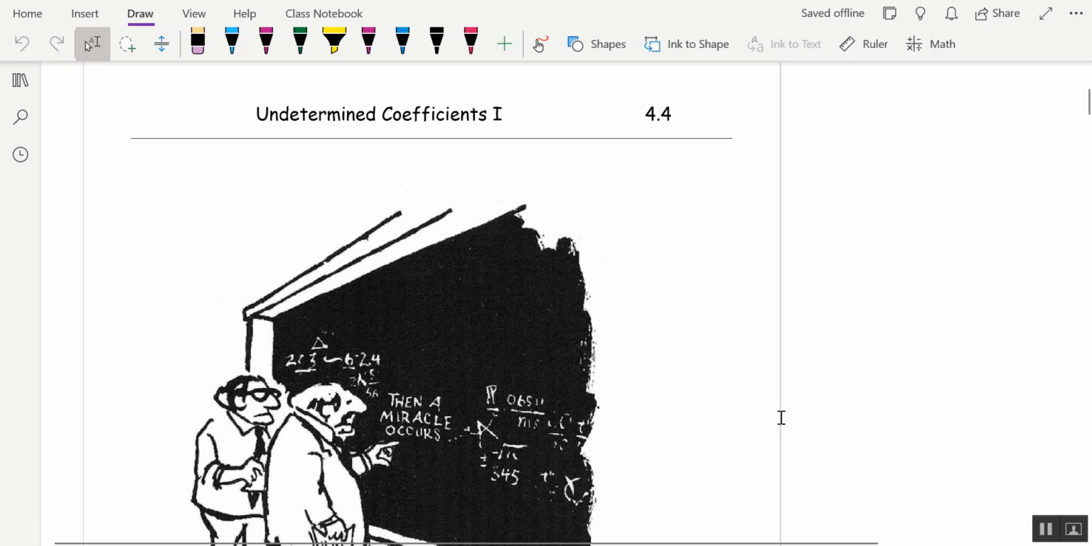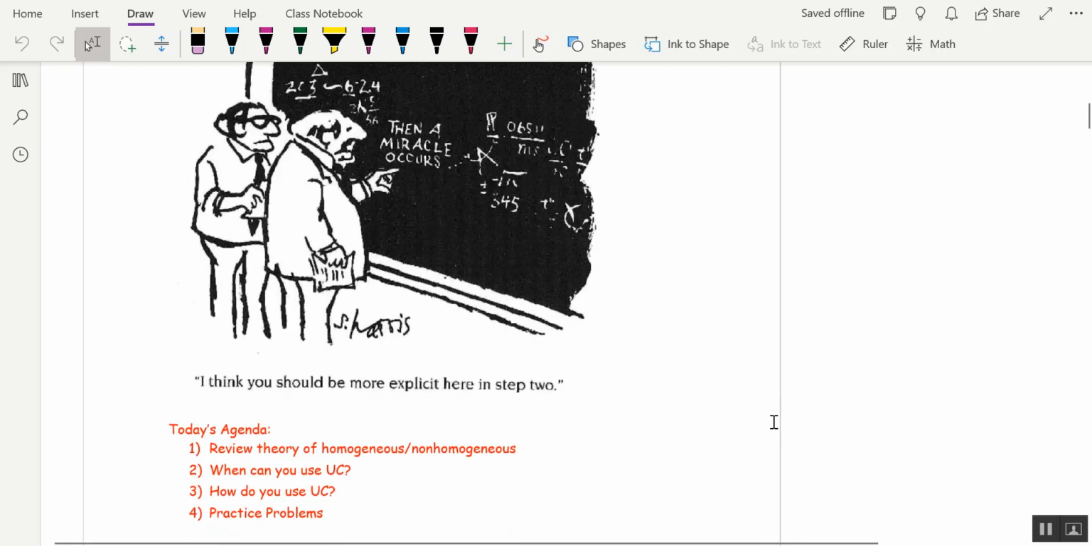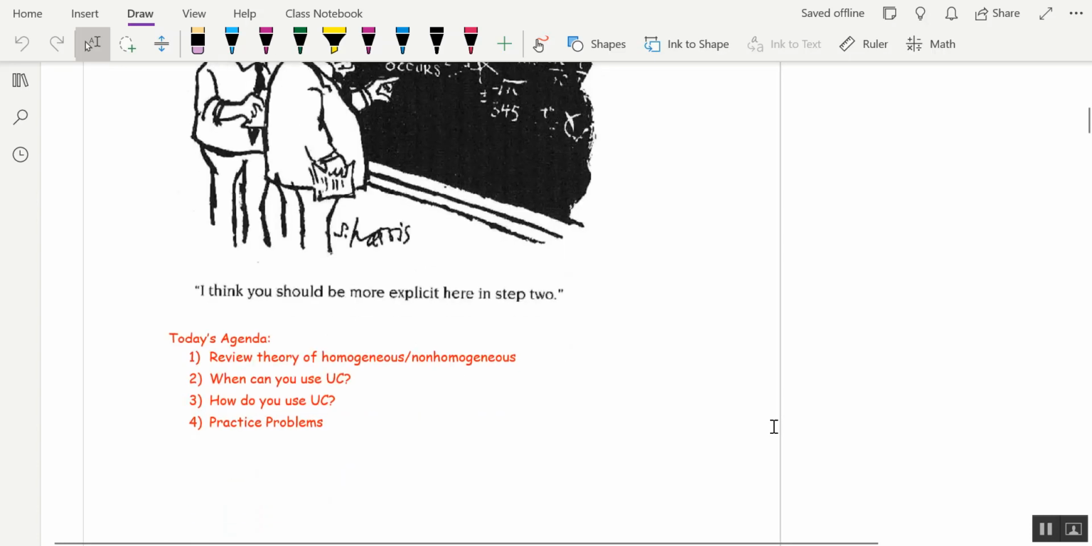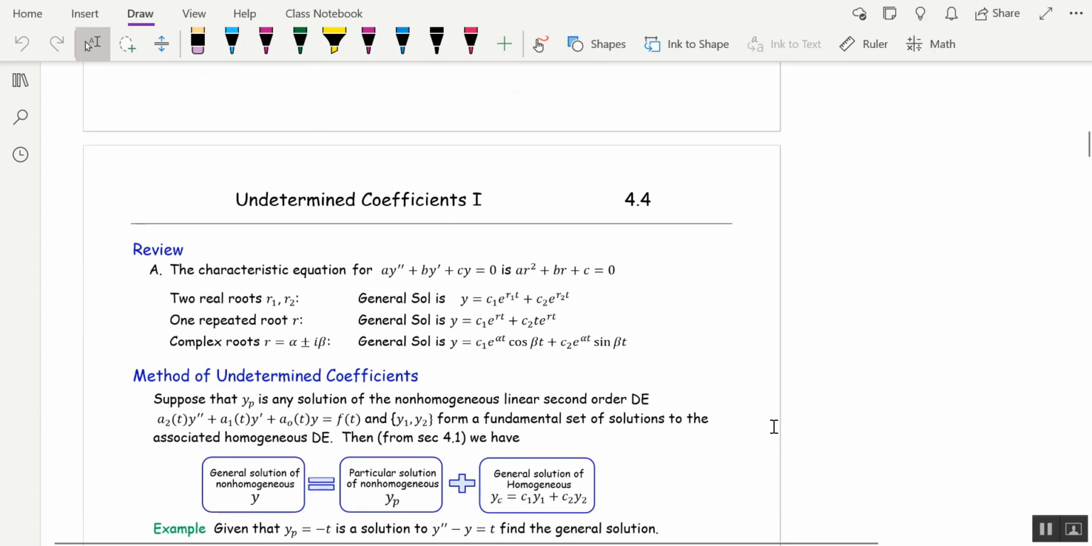Welcome to section 4.4. We're going to spend 2 days on undetermined coefficients. The majority of it we're going to do today. Let's start off with a review of what we know, and then we'll talk about undetermined coefficients. So a review of what we've done over the past 3 sections.